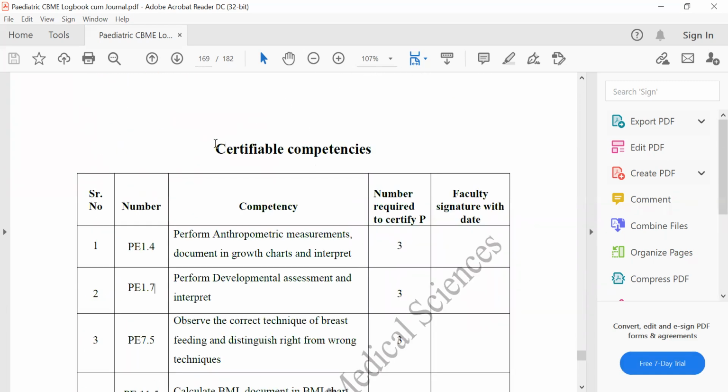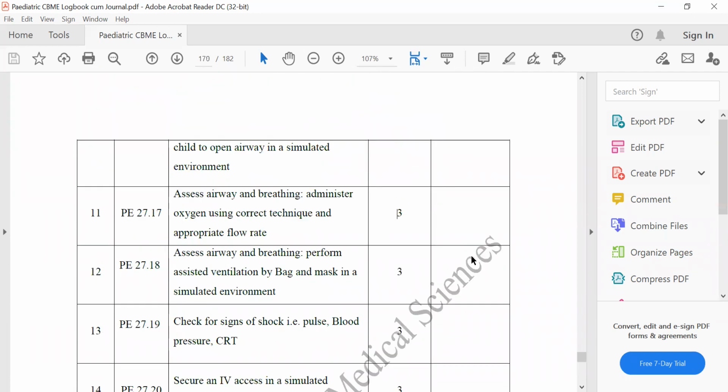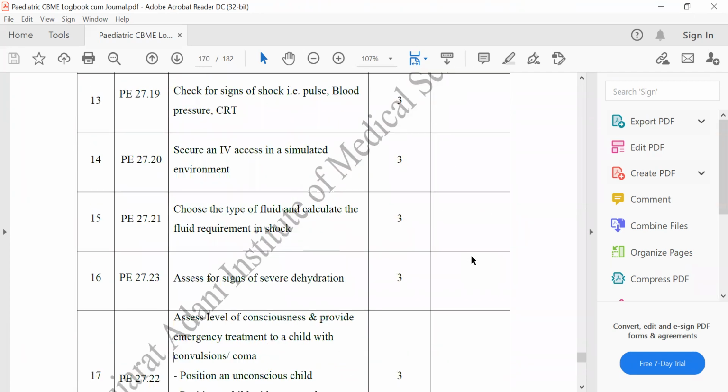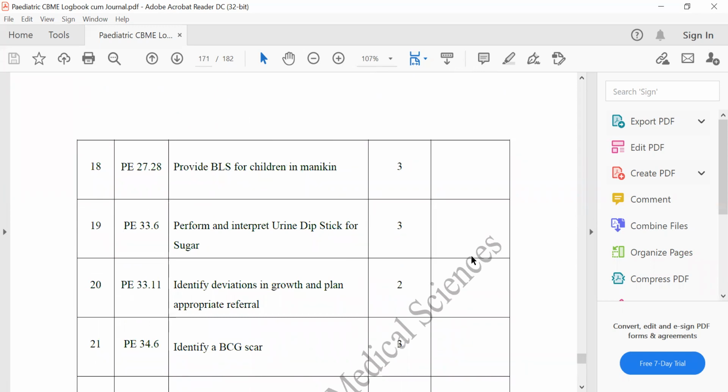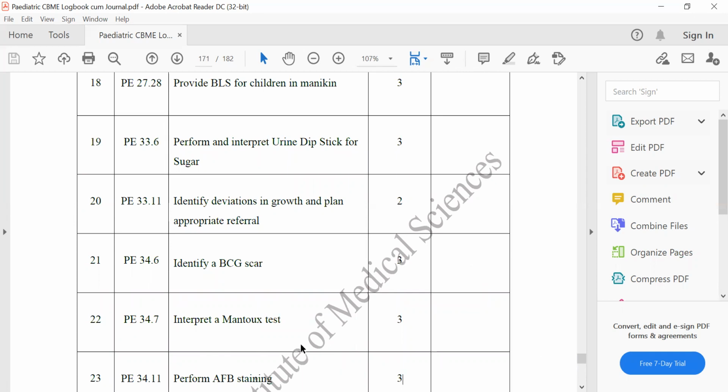So after that, I have mentioned the table of certifiable competencies. So in this, all the 23 certifiable competencies and how many times a student is supposed to perform each. So after this, faculty signature with the date. So just this table is to guide the student. So a student should know what we are going to check during the clinical posting and in ward ending. So total 23 certifiable competencies in the pediatric subject, and these are the numbers.